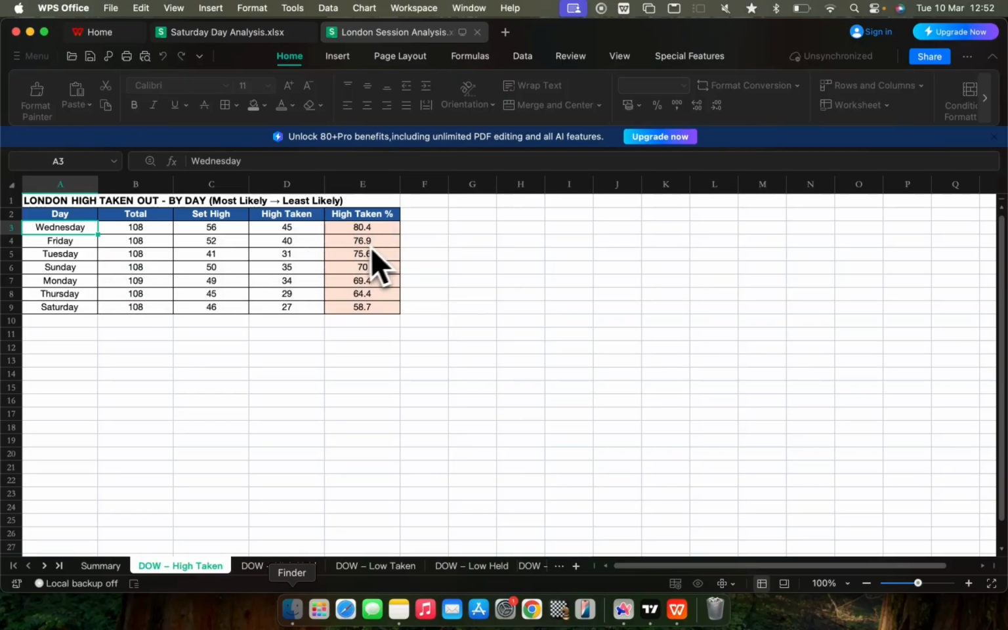Then Friday 76%, Tuesday 75%, Sunday 70%, Monday 69%. So for Monday, you know the percentage is not as high as 80 or 70. The chance of the London high being taken out is just about 69%. Then Saturday has the lowest chance, about 58.7%. When you see London putting in daily highs on Saturday, you don't want to bet so much on the market taking the high, because it's just 58%, which is more than half, but it's not as strong as 70 or 80%.